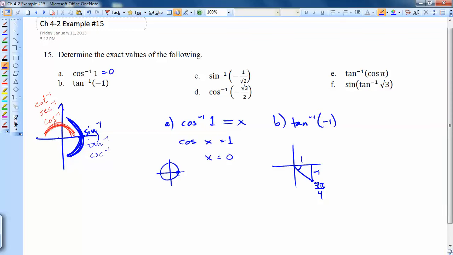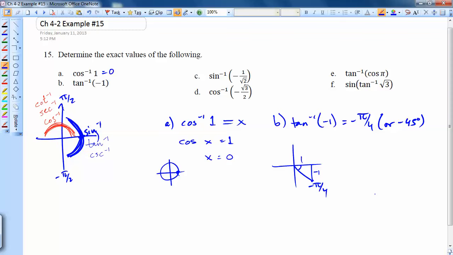Oh, actually, it's got to be between -pi over 2 and pi over 2. That's right, not 0 and 2 pi. So this is really -pi over 4 right here. That's the answer that the calculator would spit out: -pi over 4 or -45 degrees.